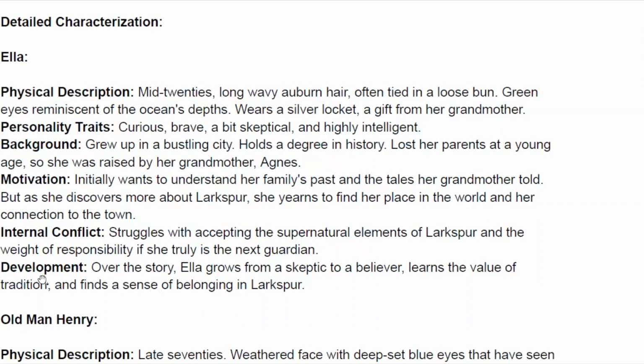And then the development. You don't have to talk about the development, but you should think about how you want to develop the character, because the character can't be the same person from when they started to the end. There's no way. The person has to have grown a little bit. For me, I thought over the story, Ella would grow from a skeptic to a believer, learn the value of tradition and find a sense of belonging in Larkspur.